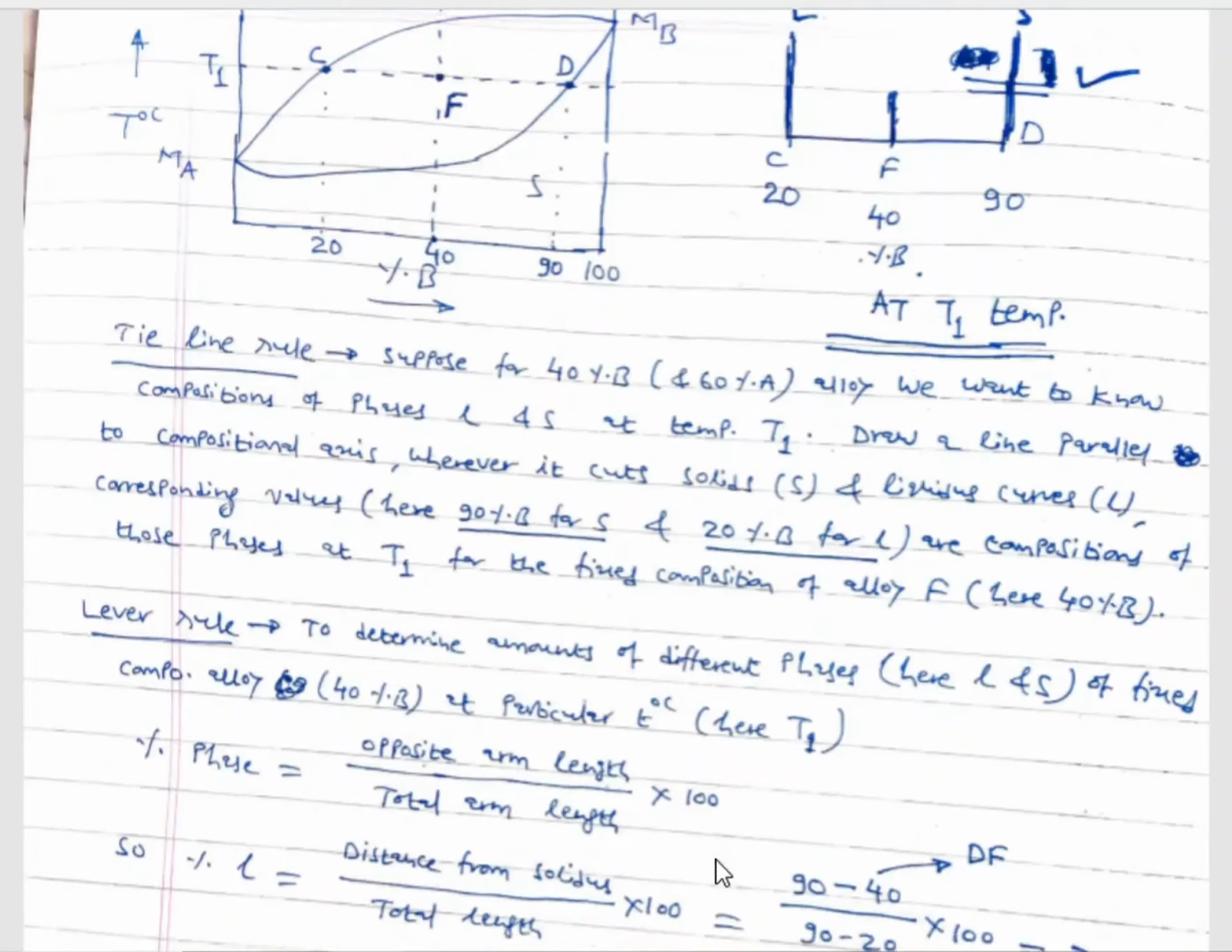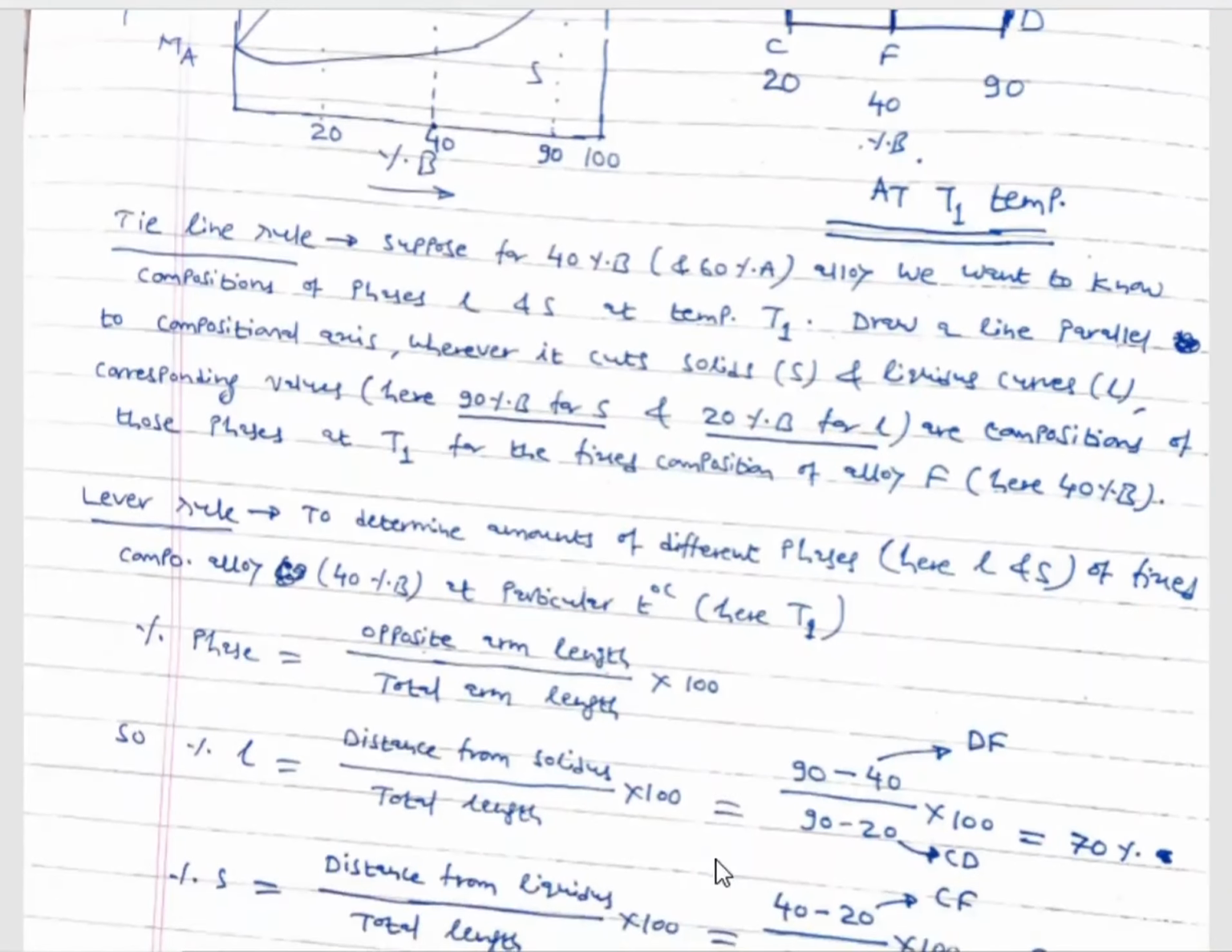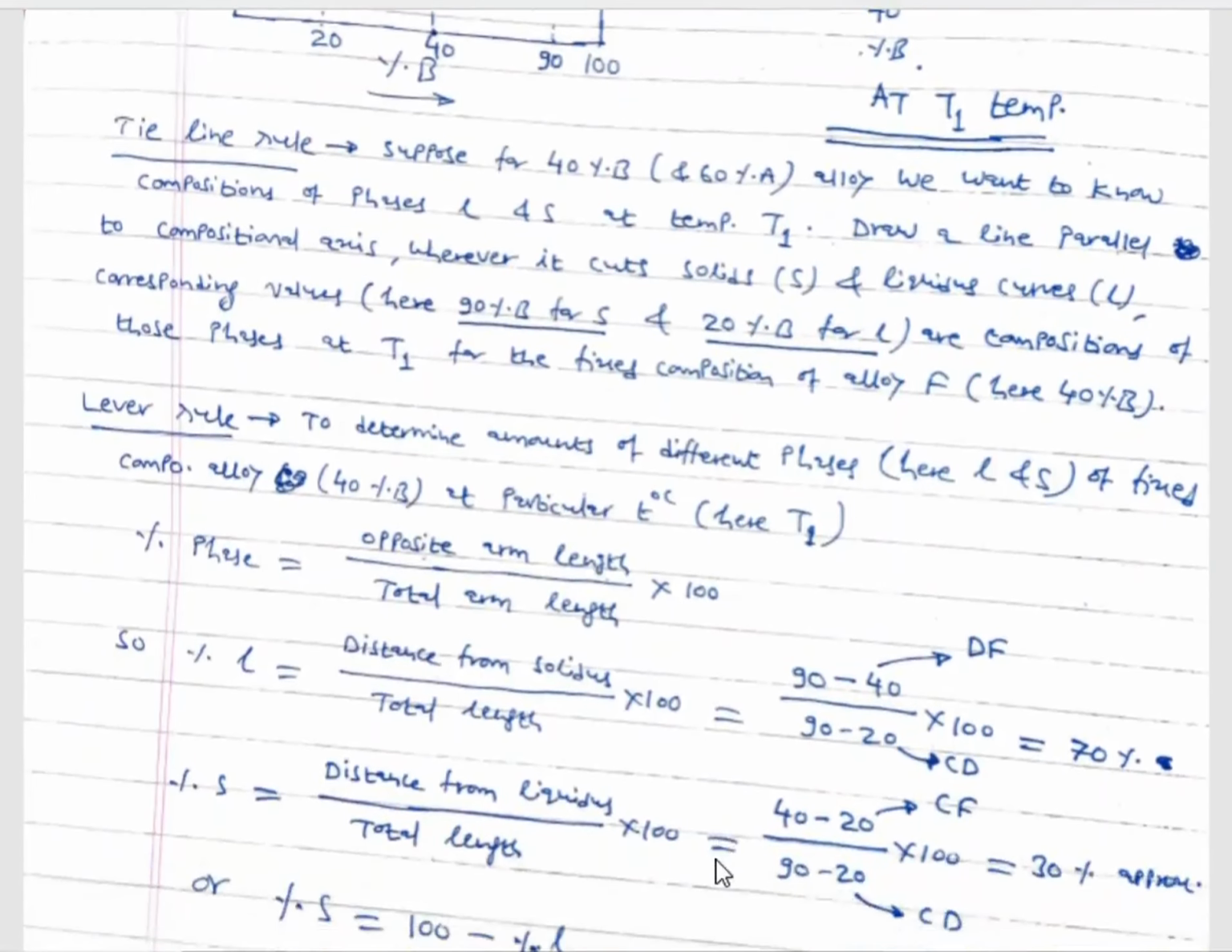divided by total arm length. Total arm length will be CD, that is 90 minus 20. So this will come near to 70%. Similarly, you can determine percentage solid. You can directly subtract it from 100. 100 minus percentage liquid will directly give the percentage solid, because the total percentage of liquid and solid in the microstructure must come to 100%.